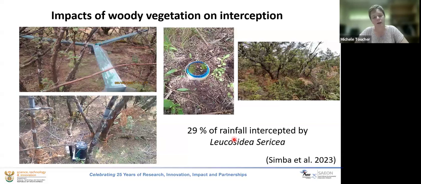One of the studies that we've looked at, this is not in order of what we did, but in terms of the processes. Looking at the interception of the Leucosidea, we used stem flow gauges and through-fall troughs, as well as a microlysimeter underneath the Leucosidea. And what we found is that the interception was 29% of rainfall. So 29% of the rainfall was intercepted by the Leucosidea before it reached the ground and contributed to the soil water stores in this catchment relative to the grasslands. We also ran the microlysimeter in the grassland setup as well.